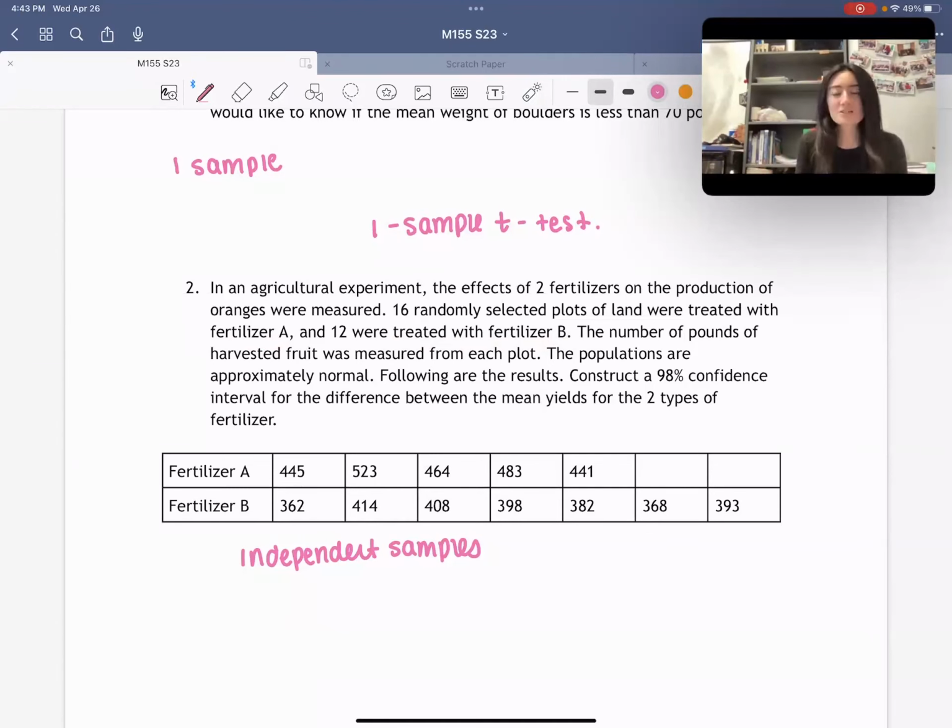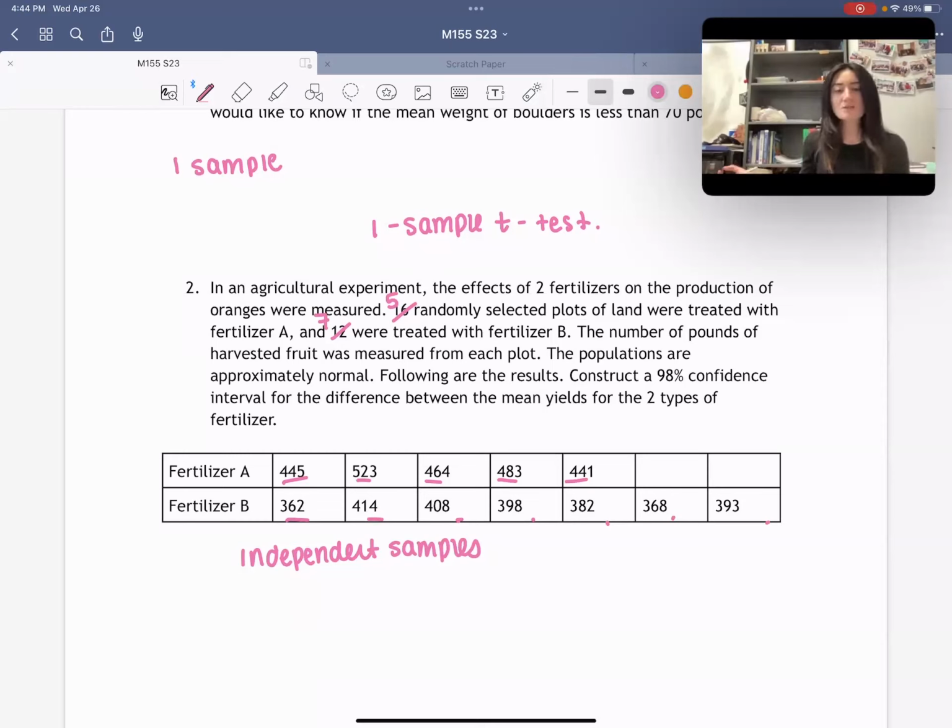Now, I actually didn't go ahead and read the question, so let's just go ahead and read what's going on here. I think there's actually a typo here because it said that 16 randomly selected plots of land were treated with fertilizer A. It looks like there's only 5 things in fertilizer A. So let's just change that to 5. And fertilizer B has 1, 2, 3, 4, 5, 6, 7. Let's just change that to 7. Okay. Now it says that 5 randomly selected plots of land were treated with fertilizer A and 7 different plots were treated with fertilizer B.